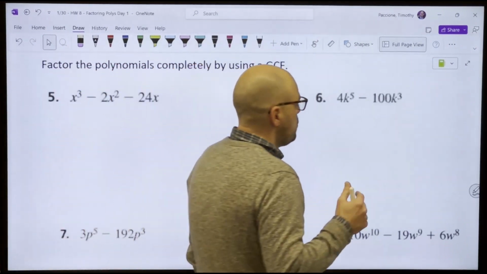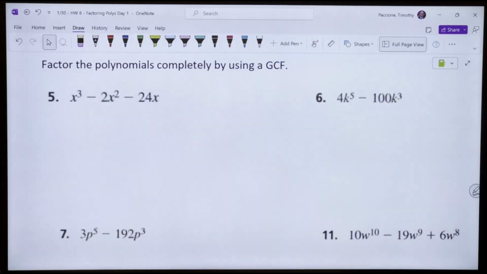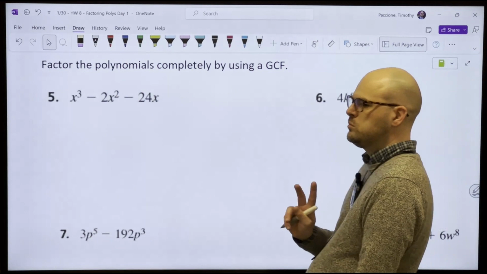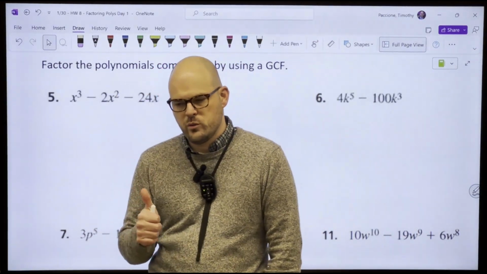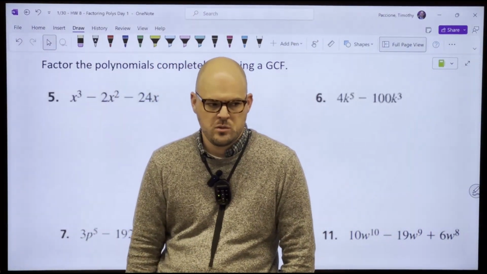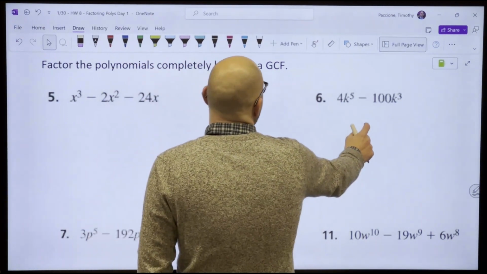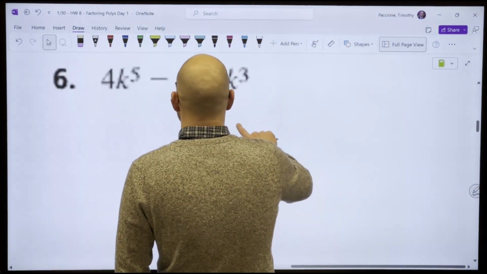Okay, so we'll start with GCF. I have a feeling I know which one we would want to talk about. What do we want to see? Anybody? 6? Okay. 11. 11 has been popular today.